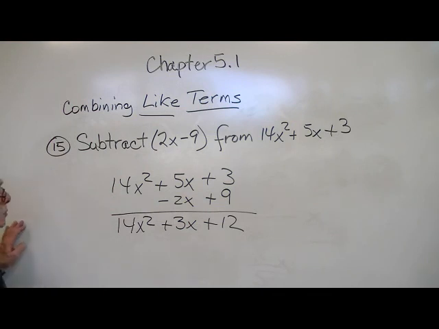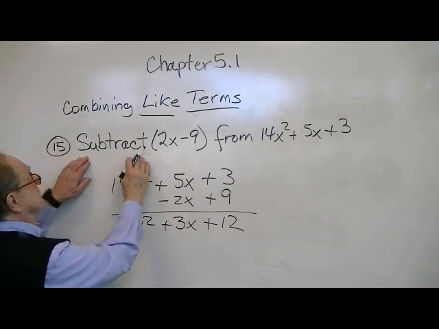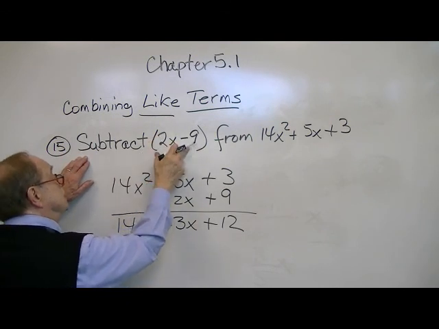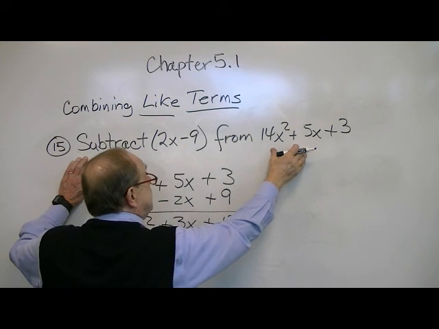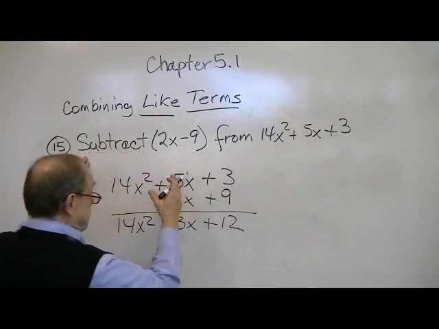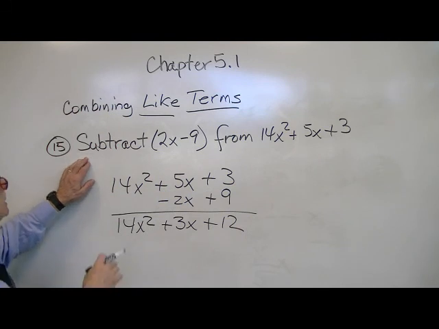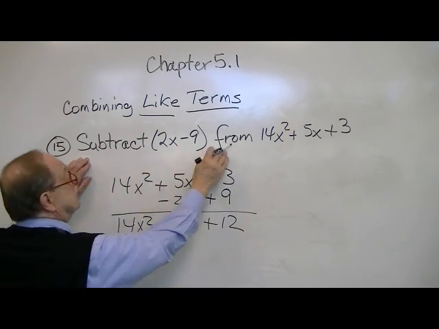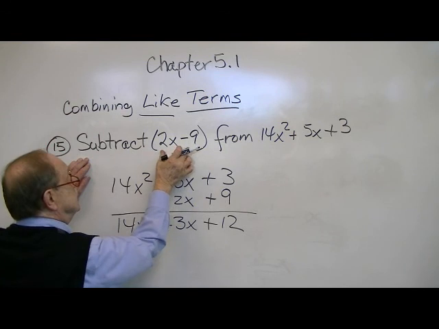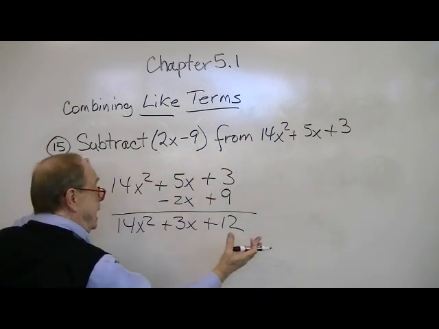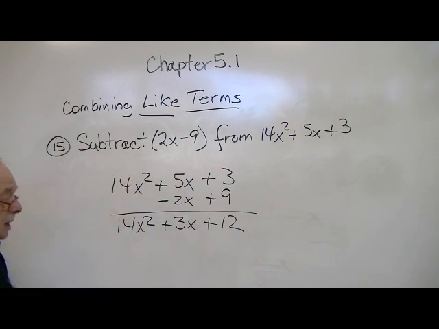So anytime you run into something like this where it says subtract something, just change these signs and add it to that. And this is an illustration of it. Subtract this from that, change these signs, and then just add them. Put them in like term columns.